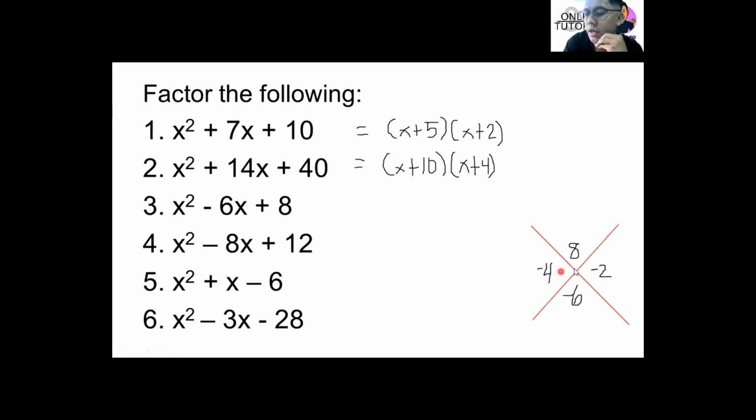Since negative 4 times negative 2 is positive 8, and negative 4 plus negative 2 is negative 6. Okay, so therefore the answer is x minus 4 times x minus 2.